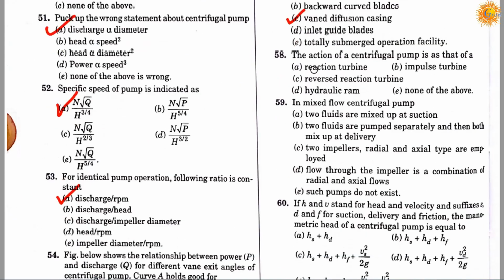Question number 58. The action of a centrifugal pump is as that of a option A, reaction turbine, option B, impulse turbine, option C, reversed reaction turbine, option D is hydraulic ram, option E is none of the above. Correct answer is C, it will be reversed reaction turbine.